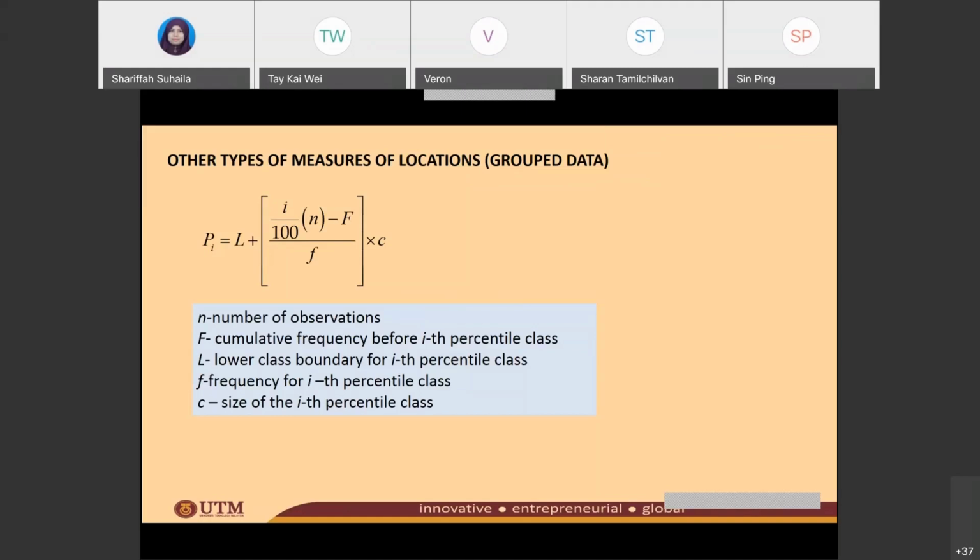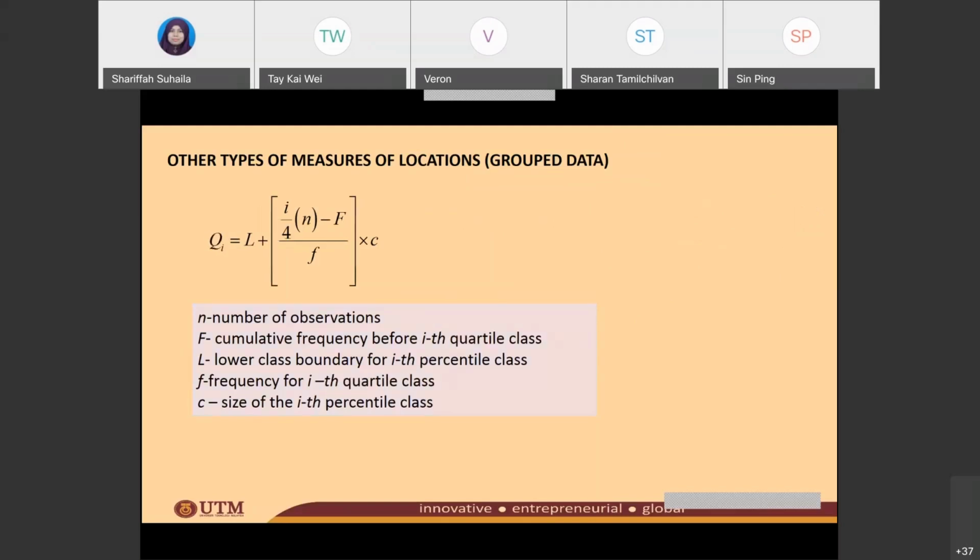The same formula, let's say if we use it to find your median. So median is P50. So L plus 50 over 100 times N minus capital F over small f times C. So 50 over 100 is the same thing as N over 2, so the same formula as the median if you want to find P50. It depends lah. If you want to find P30, so 30 divided by 100 times N. So check what is your cumulative frequency, what is your small f. First identify which is your percentile class.